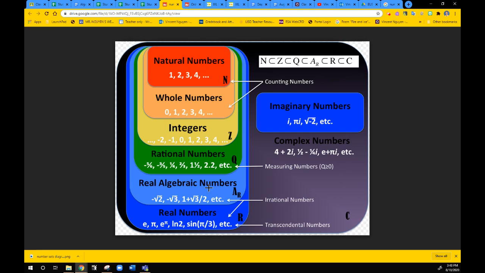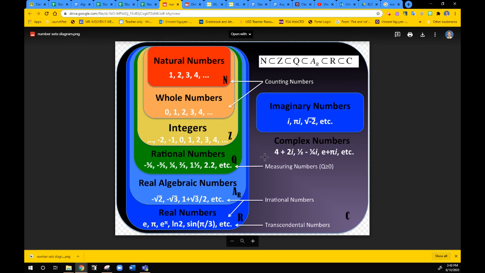So a lot of the odd square root numbers are irrational numbers, like square root of 7, square root of 11, right? A lot of the prime numbers, when you take the square root of them, give you irrational results. And outside of that, all of these numbers are considered real numbers, right?